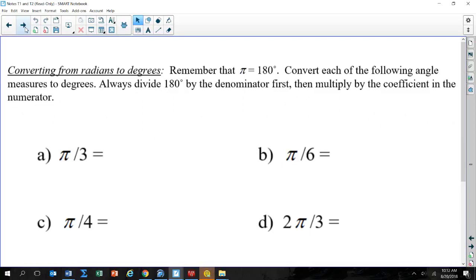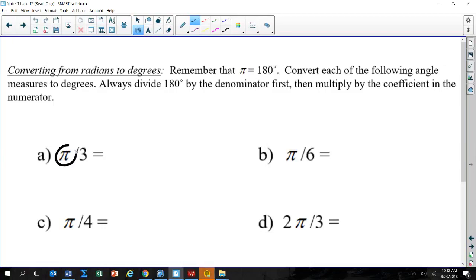The first section is converting from radians to degrees. And it says, remember that pi is equivalent to 180 degrees. We're going to be using that information so that we can substitute 180 degrees in. It says, convert each of the following angle measures to degrees. Always divide 180 by the denominator first, then multiply by the coefficient. So I'll explain to you what that means here in a second. Part A.